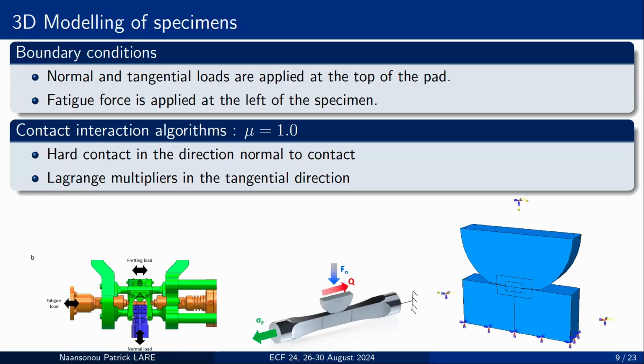And for the friction coefficient at the contact, we use 1 because it was determined during a test that the friction coefficient for our material is 1. So we use this value for the simulation.